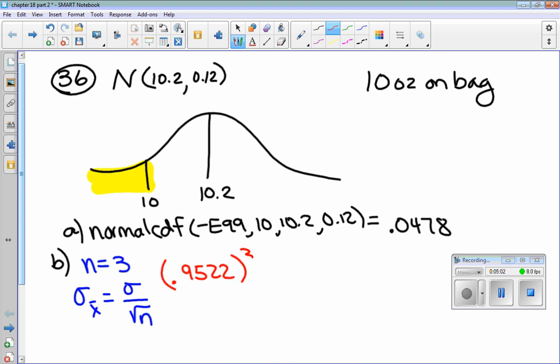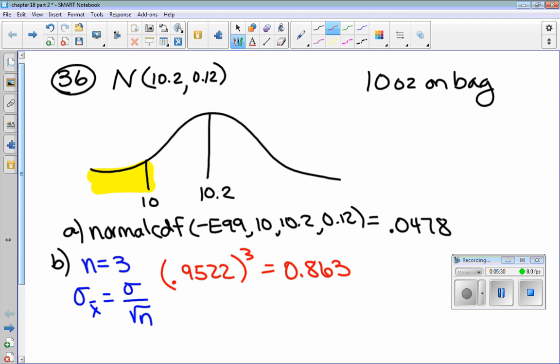0.9522 to the third power. Okay, and they got 0.863. Double check my math, or double check their math. Does that look right, Sammy? It's the reciprocal of this, because that A is the probability that they are underweight. We want the probability that none of them are underweight. So we had to do the reciprocal. Okay? Any questions so far?